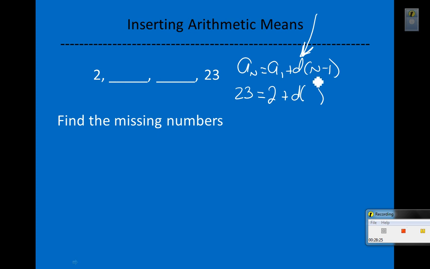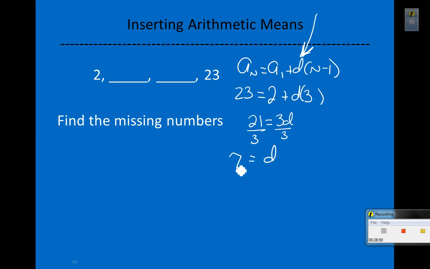n is the number of numbers you're working with: 1, 2, 3, 4. 4 minus 1 is 3. To solve this, subtract 2. So I got 21 equals d times 3, which is the same thing as 3 times d. Divide both sides by 3 and get d to be 7.